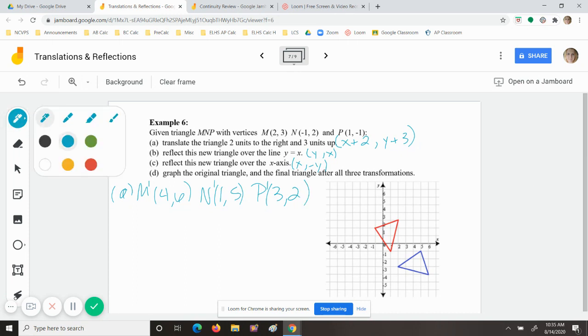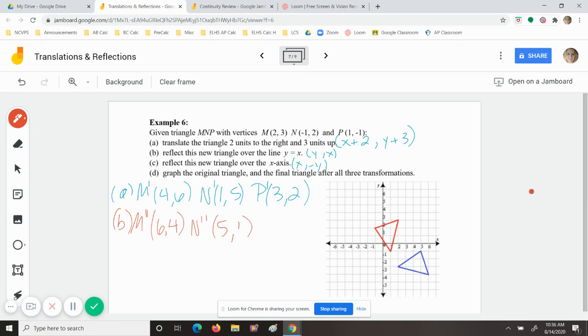Part B, we want to reflect over the line Y equals X. So we're going to take these new points that we found in part A, and we're going to switch the X's and Y's. So the new M is 6, 4. The new N is 5, 1. And the new P is 2, 3.